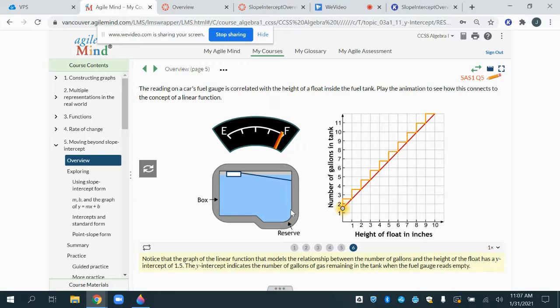So that's interesting to think about. Notice the graph on there. This is the function modeling the relationship between the number of gallons of gas and the float, and the y-intercept is at 1.5. What does this state? Well, that means that the amount of gas in the tank was higher than he thought. The float, on the other hand, said that he was empty. So what's happening? This setup was telling him he was on empty, even though he actually had a tiny bit of gas in the tank.